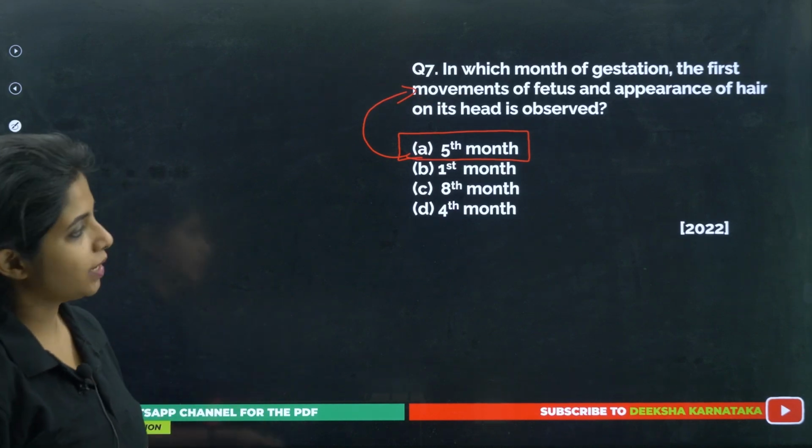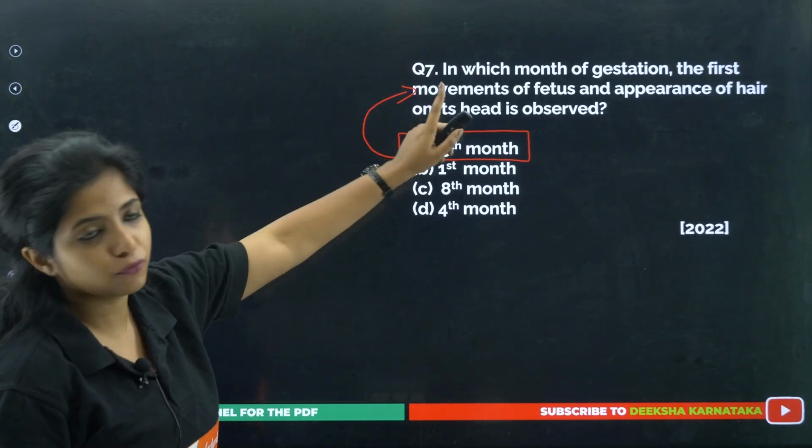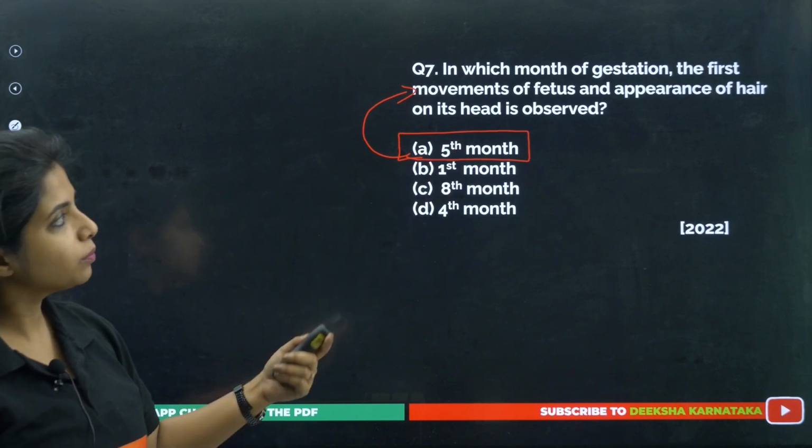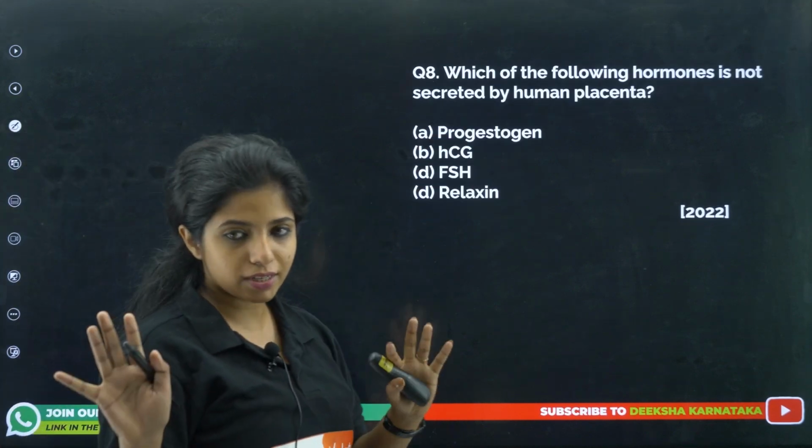Works? Chalo. Next question is a direct question. Please remember the 5th month is for this. 2022. We will be talking more about the months in the coming questions. I have a question for that.